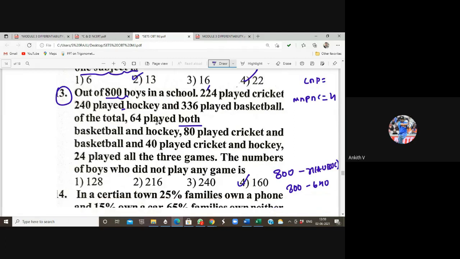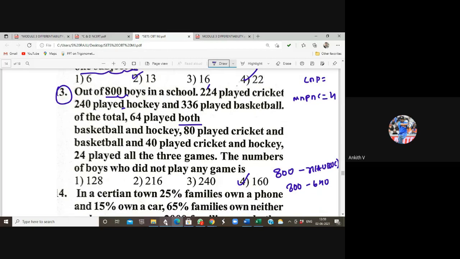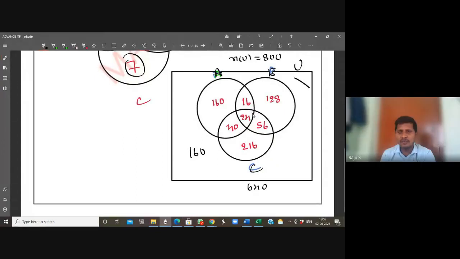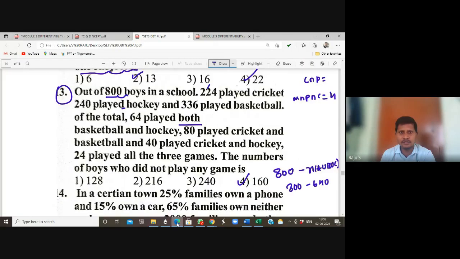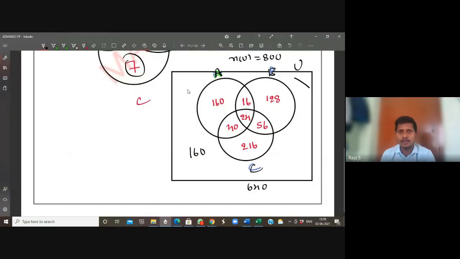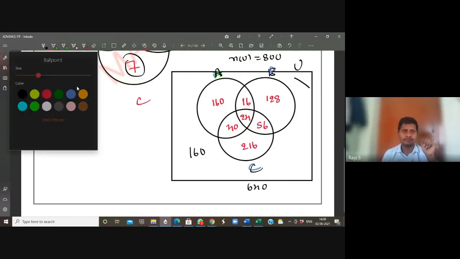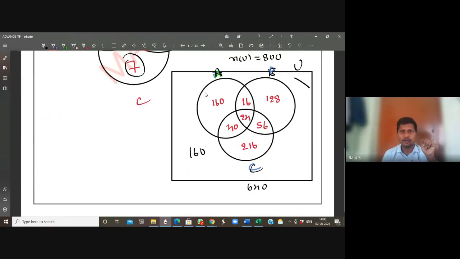Sir, can you show the Venn diagram again? Yeah. 24 boys can play all 3 games. In that, 16 plus 24, 40 can play. What are the games they have given? Cricket, hockey, basketball.